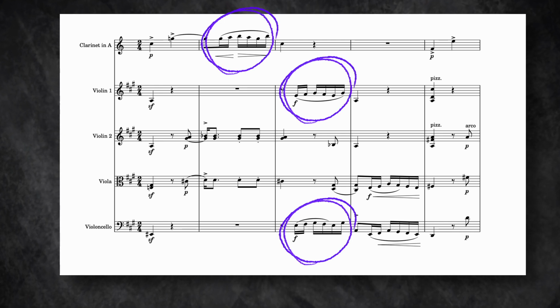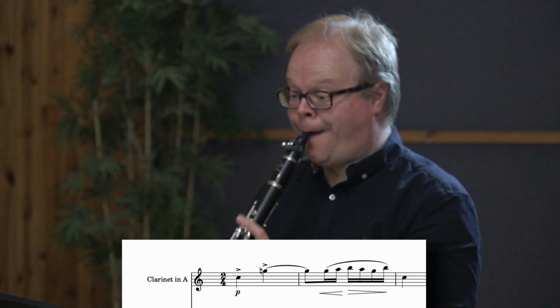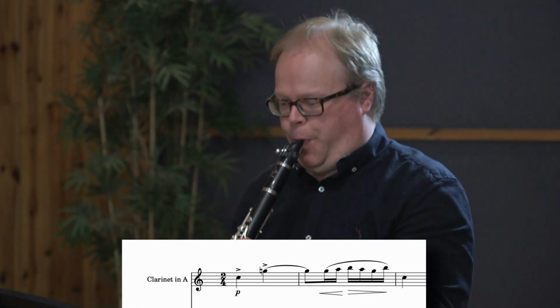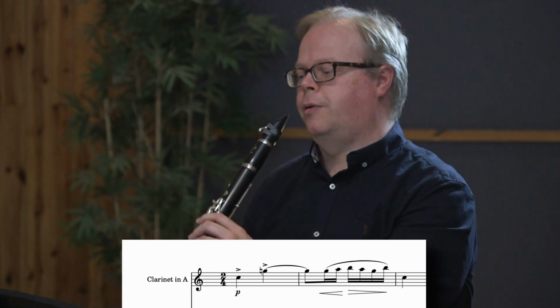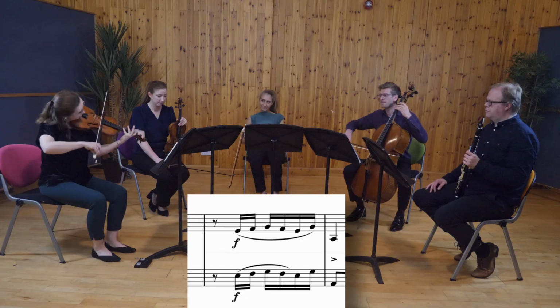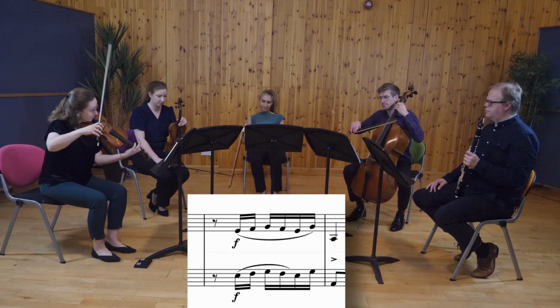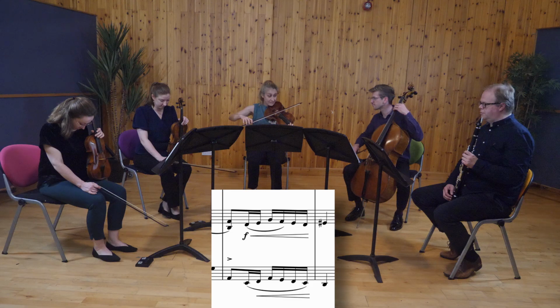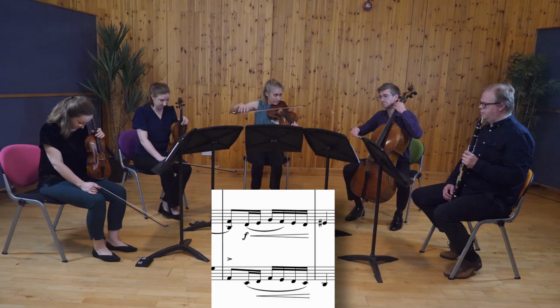The clarinet plays a short tune. The first violin and cello then copy the second half of that tune. Then this is immediately copied again by the viola and cello. Slowed down, that passage of imitation sounds like this.